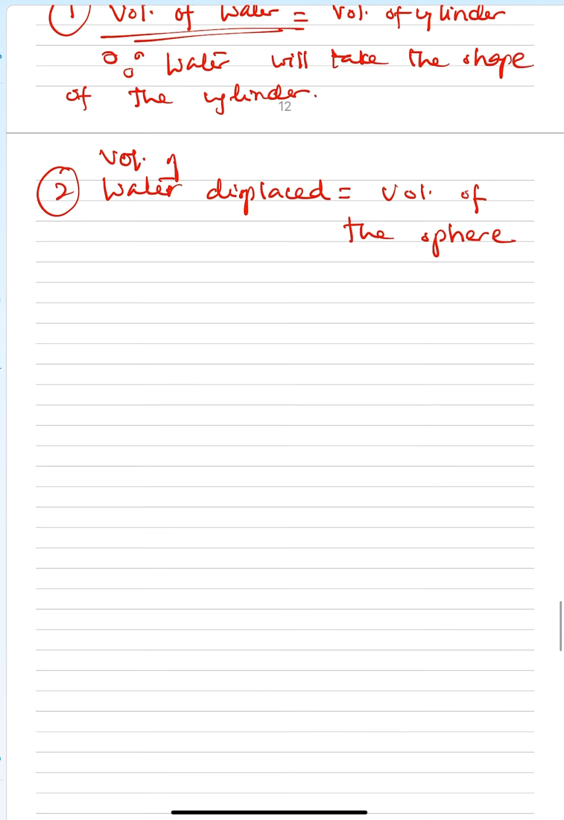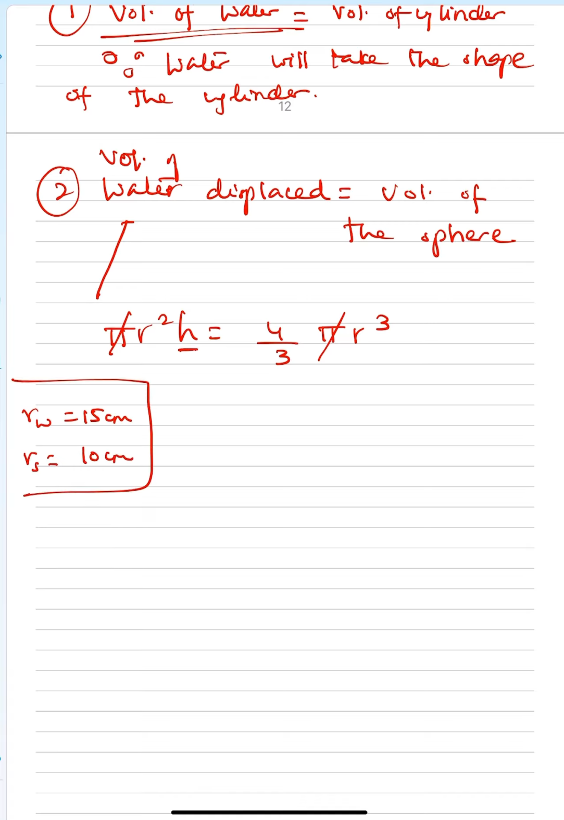Now we will use these formulas directly, that is pi r square h is equal to 4 upon 3 pi r cube. Correct? Pi and pi gone. The radius of water is 15 centimeters. We will use all these values of the cylinder only. H we have to find. This is nothing but the rise in the level of the water. And rs, the radius of the sphere, is given as 10 centimeters. Let us substitute these values.